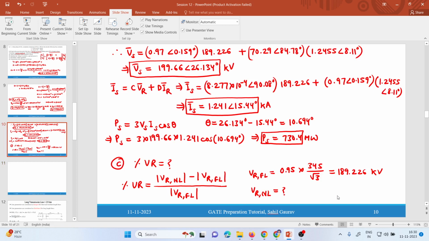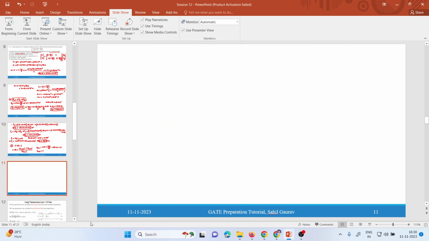So we have to find this no load receiving voltage. So we will use the ABCD parameters again.